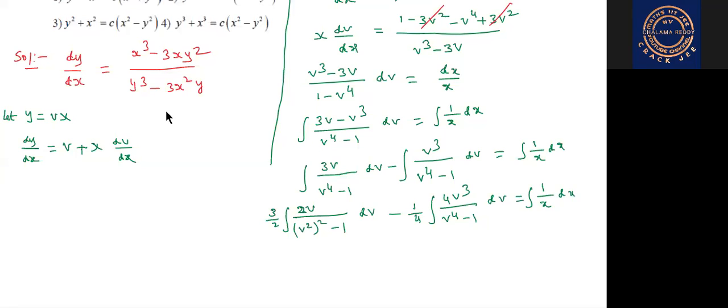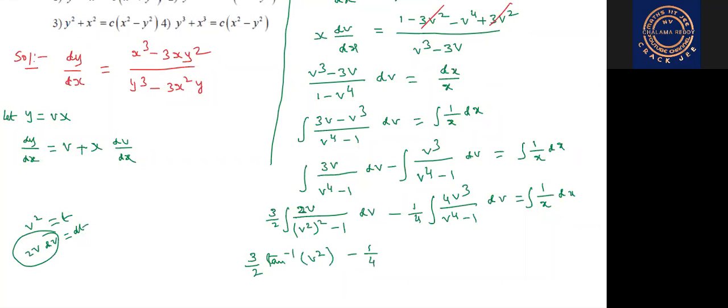Now this is how to write, students. If v square is equal to, take t, v square is equal to t, then 2v dv is equal to dt. So we are getting numerator or not? So finally this is, we can write 3 by 2 tan inverse of v square minus 1 by 4.